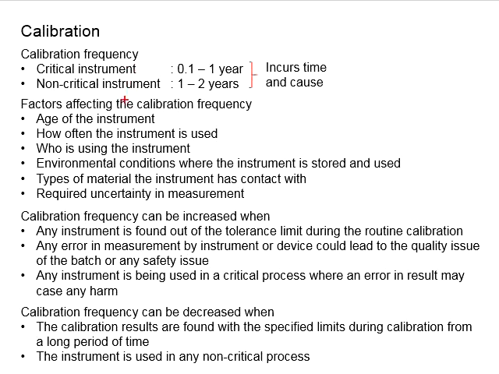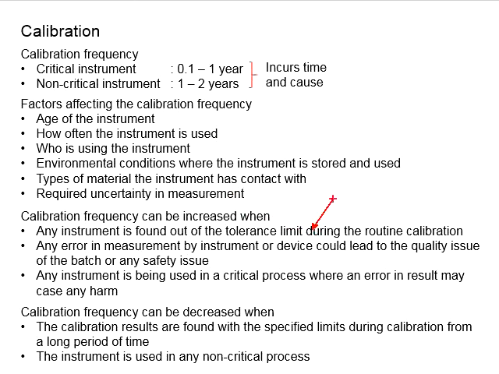The factors affecting the calibration frequency involve the age of the instruments, how often the instruments are used, who is using the instruments, environmental conditions where the instruments are stored and used, type of the materials the instrument has been in contact with, and required uncertainty in measurements. These are the circumstances where calibration frequency may increase.